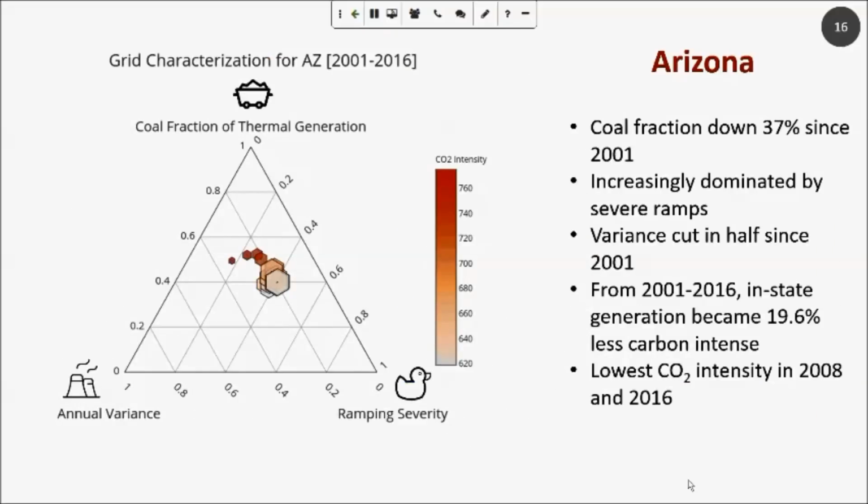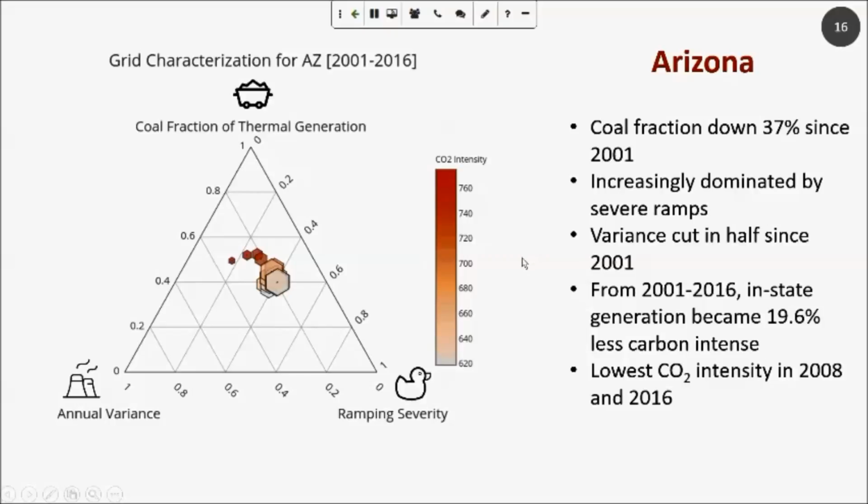All right, so let's look at an example of one of these ternary plots for a state for all of the years of data, so from 2001 to 2016. And when we look at Arizona, one other thing, sorry, I have to explain first. The smallest hexagon means 2001. The largest hexagon means 2016. So as the hexagon increases in size, you're marching forward through time. So what happens as we go forward through time? If we follow this trajectory, the hexagon is increasing in size, it's decreasing its color intensity, so it's getting less carbon intense, and it's shifting its position downward from coal fraction of thermal generation and right from annual variance, and it's coming closer and closer to this corner of ramping severity.